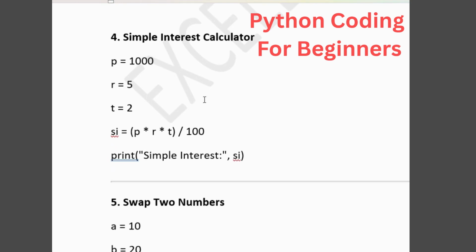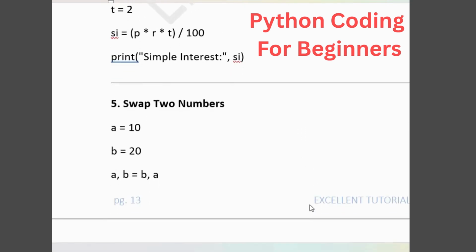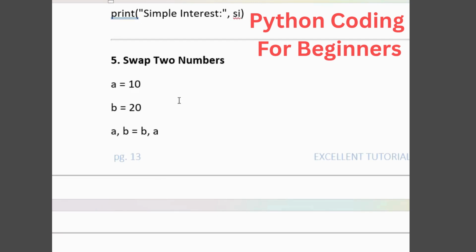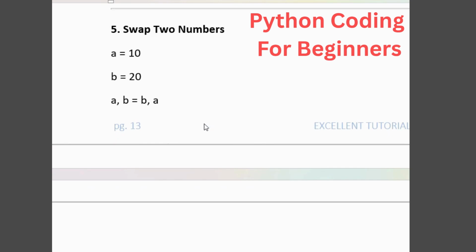To find the simple interest, using assignment method, swapping of two numbers, it will change the value of two numbers.